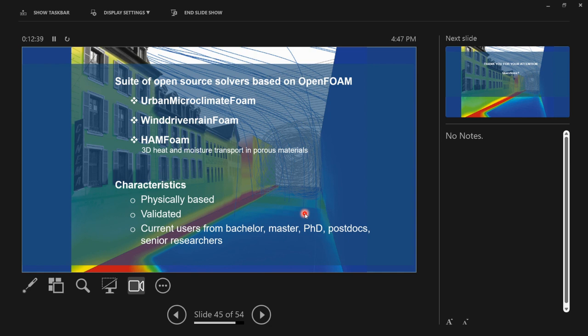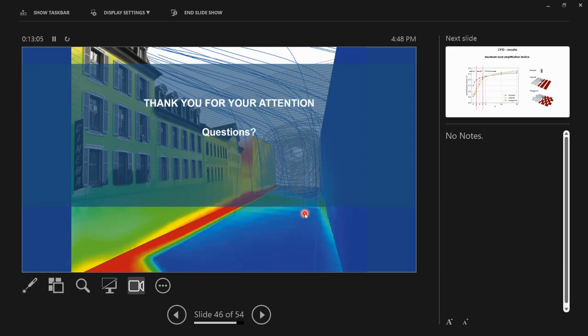The coupling of all the models, we would be really happy to simulate with our codes some urban climate case studies and compare with other codes. And I have to say that you need supercomputing to calculate that. It takes some time to calculate, but what I can say is that successfully bachelor, master, PhD students, postdocs, and senior researchers are using this code. Thank you.